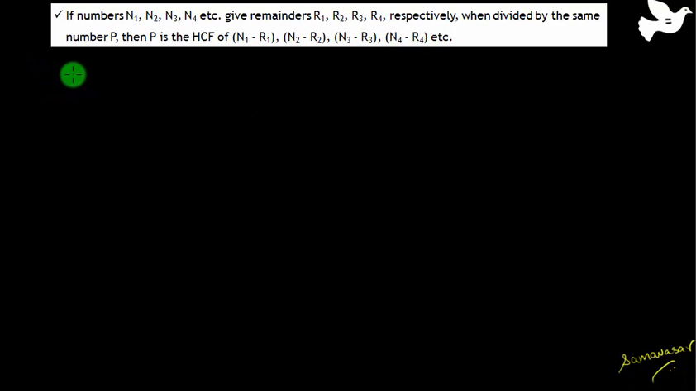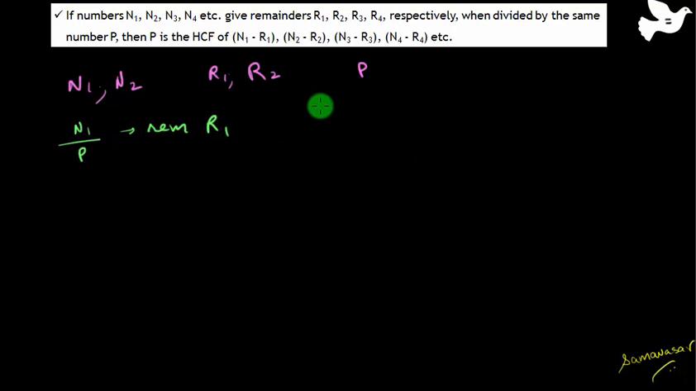So let me again try to simplify this for you. Let me say I have two numbers, n1 and n2, and they are giving me remainders of r1 and r2 when I'm dividing them by p. What does this mean? This means if n1 is divided by p, I get a remainder of r1. So if I subtract the remainder, then this number is going to be divisible by p. As you know, if on division by a number we get a remainder, and we subtract the remainder from the dividend, the remaining number will be divisible by the divisor.